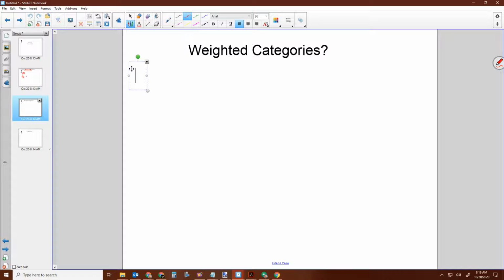Well, what about weighted categories? Some teachers do weighted categories. Well, what about for instance, in my class, tests and other assessments are worth 70% of your grade.